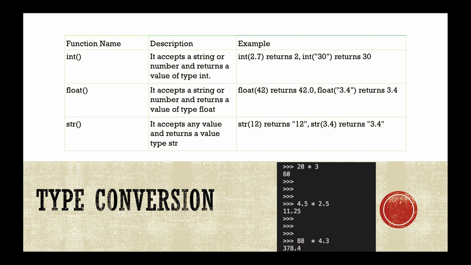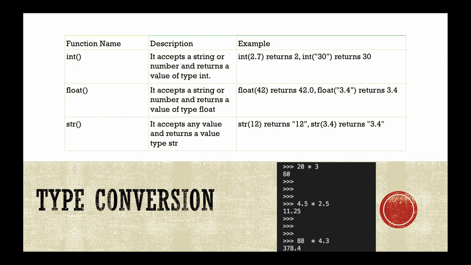Sometimes it is desirable to convert data from one type to a different type at our will. To handle such situations, Python provides us with the following built-in functions. First, we have the int function. This function accepts a string or number and returns a value of type int. For example, int of 2.7 returns 2, and int of 30 returns 30. Next, we have the float function, which accepts a string or a number and returns a value of type float. Float of "3.4", which is a string, returns 3.4.